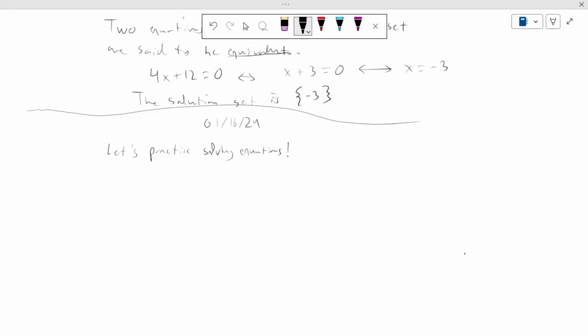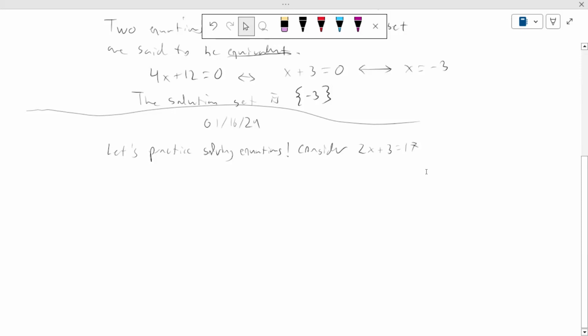So let's consider 2x plus 3 equals 17. So that's an equation, a linear equation. It's not in the form as above, but if I were to subtract 17 on both sides of the equation, then it would be in that form.